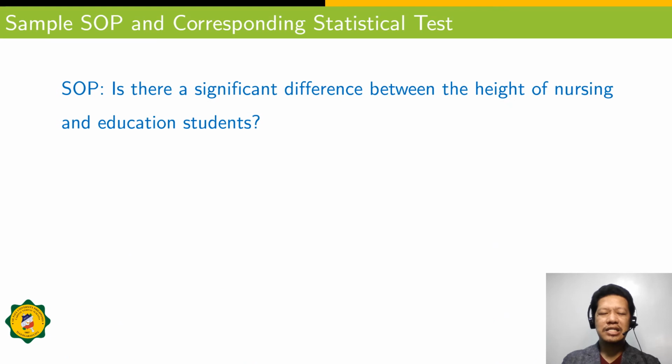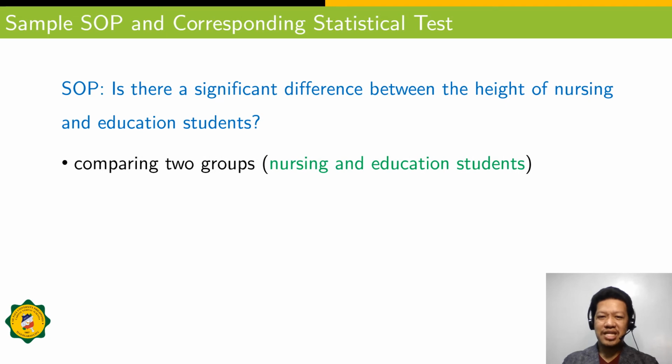How about this SOP? Is there a significant difference between the height of nursing and education students? Just like the first SOP, here we have two groups, nursing and education students. Our data is height, which is in ratio level. And of course, we need to use independent samples t-test. When we say independent samples, we have two separate, different groups. The group of nursing students and the group of education students are two separate groups. That's why they are called independent samples, and we use t-test here.